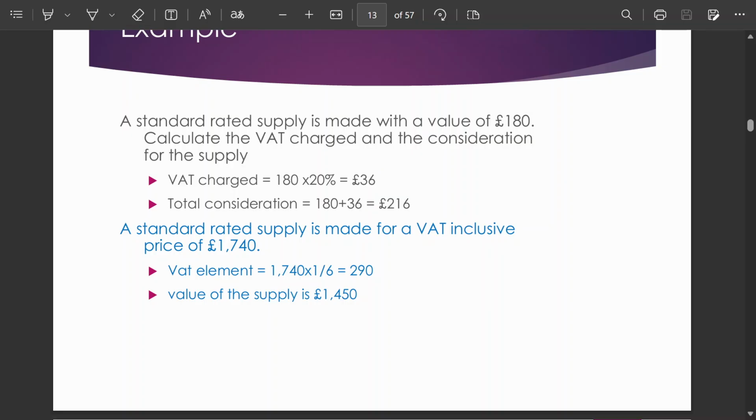You see? 36. Okay. A standard rated supply is made for a VAT inclusive price of 1740. This is the kind of application where you need the VAT fraction. If the VAT inclusive price is 1740, then the VAT element will be 1740 into 1 by 6, which is this, and the value of the supply is 1450, which is this minus the 290. Is this clear?